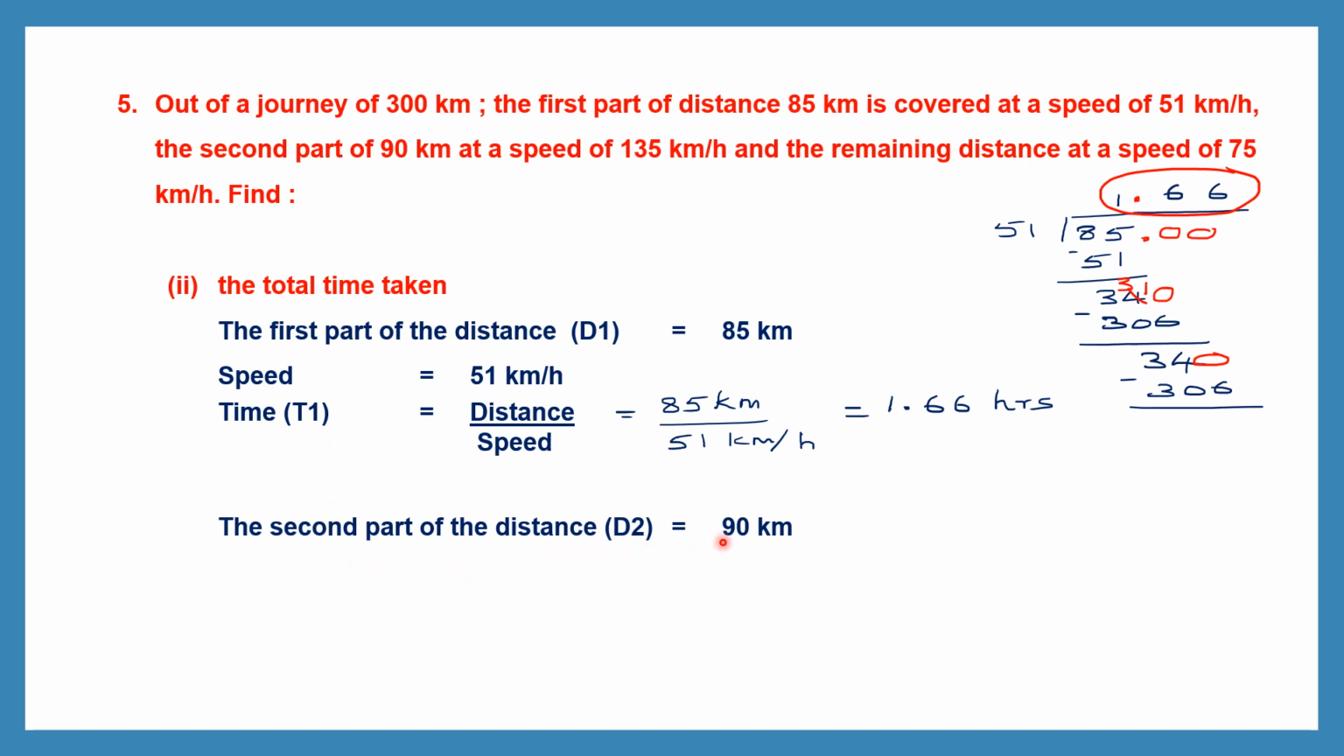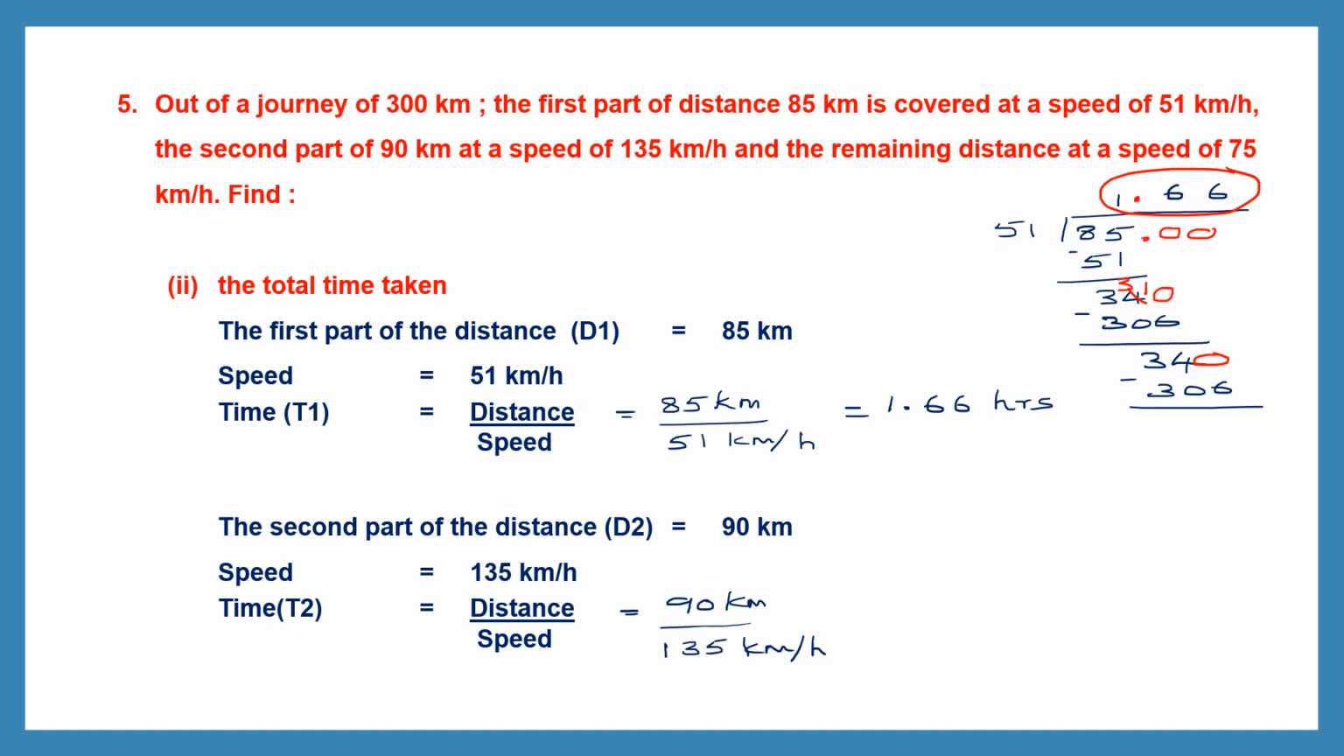So the second part of the distance is 90 kilometers. The speed is 135 kilometers per hour, which is given to us. Now we have to find time. So this time it's time 2 because we have 3 times when we are going to find out the time taken. So this is distance by speed. So what is the distance? In this case, it is 90 kilometers. And what is the speed here? The speed is 135 kilometers per hour.